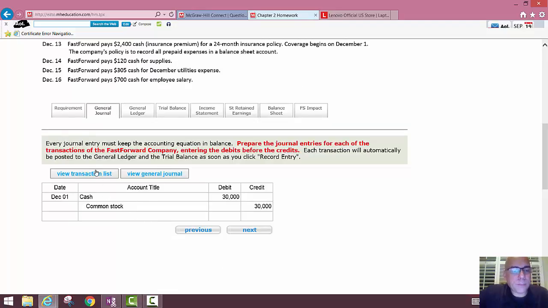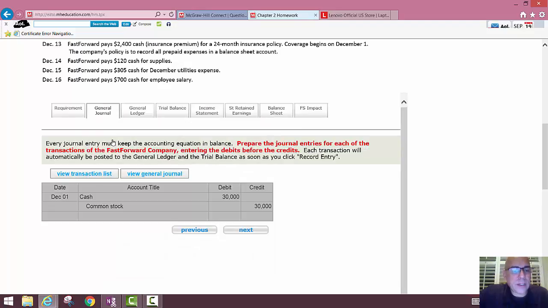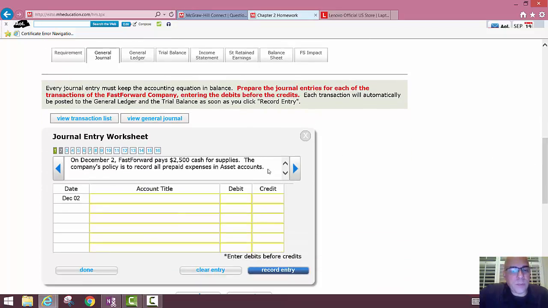Let's go to the next transaction and just hit view transaction list here. Hit that second one, which I guess is supposed to be on December 2nd, and we start with that one. And so it happens, they paid $2,500 cash for supplies. You might want to pause and try that one on your own.